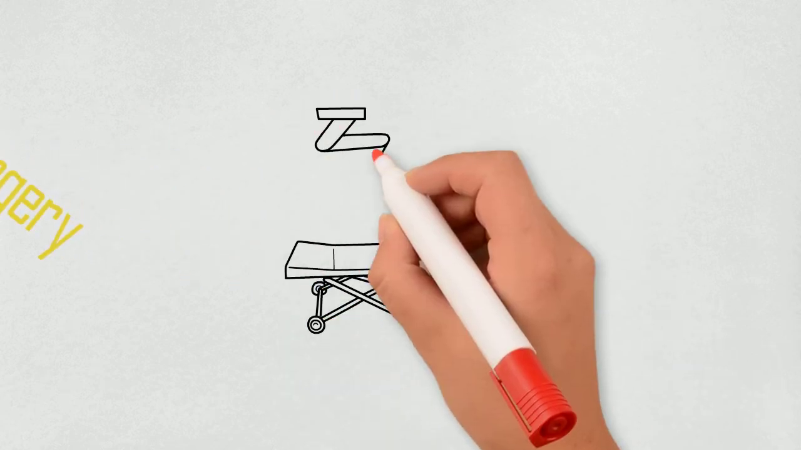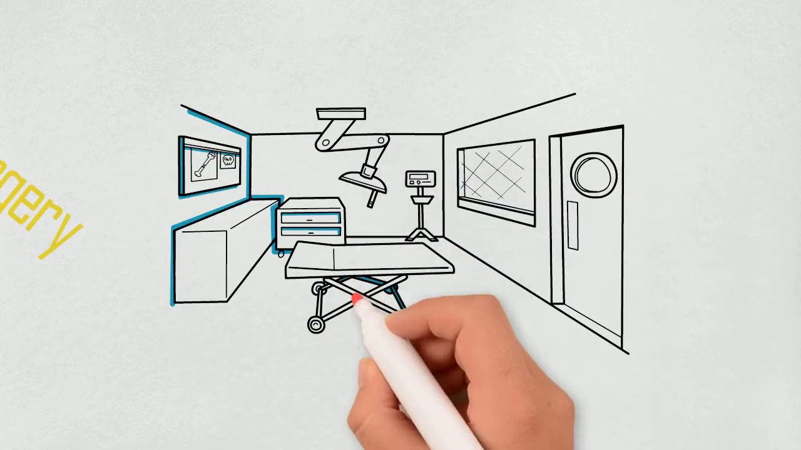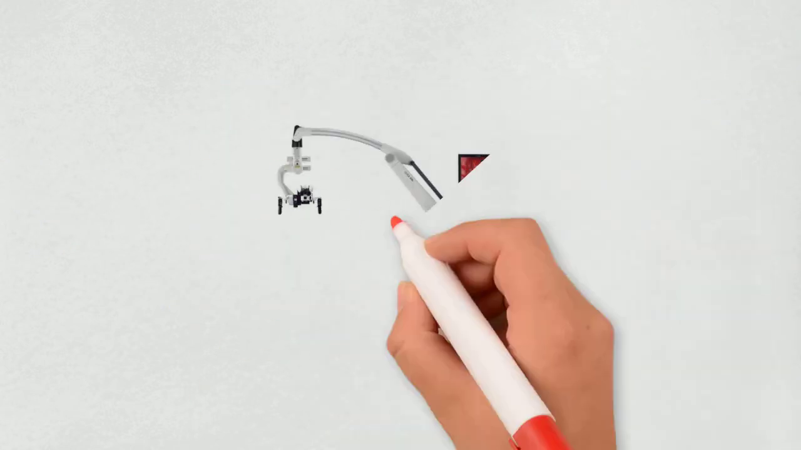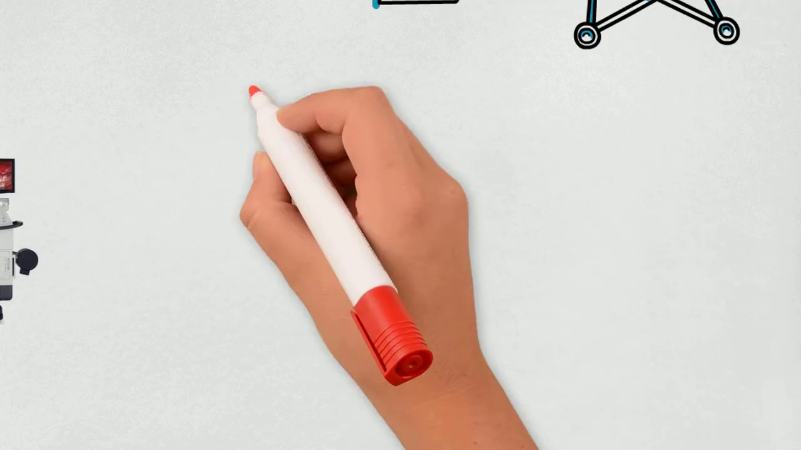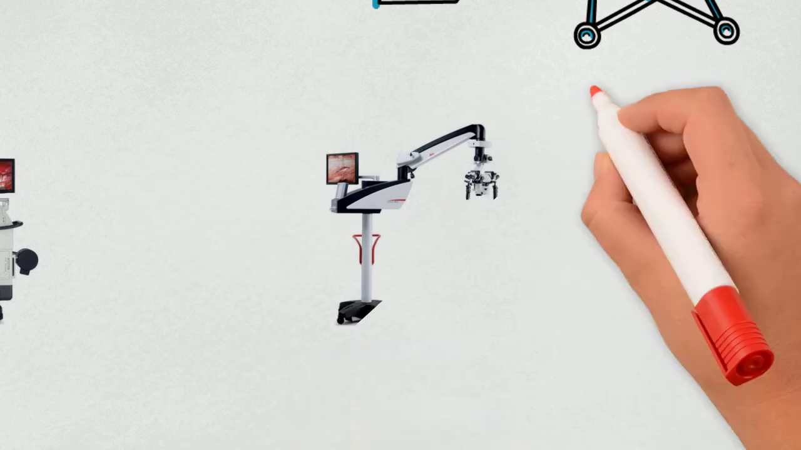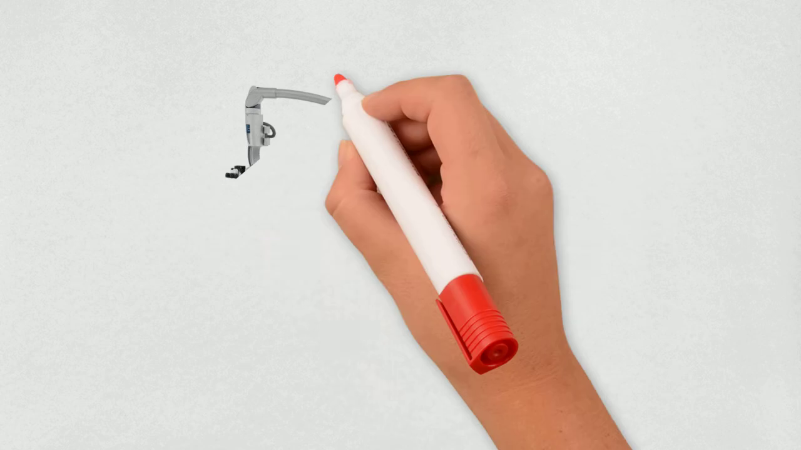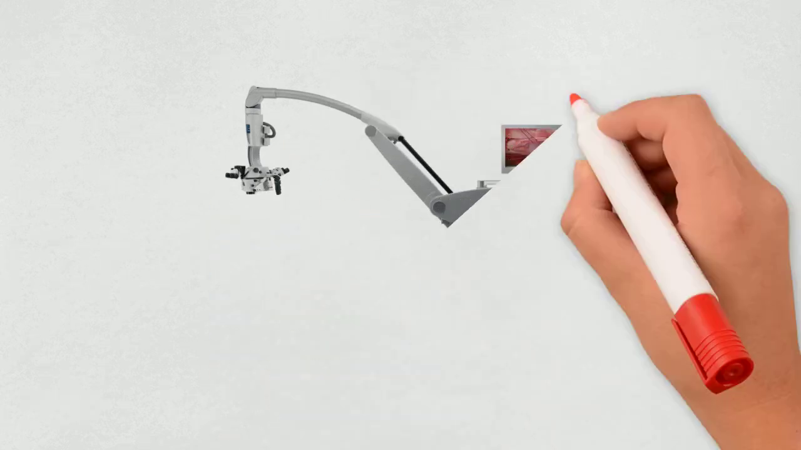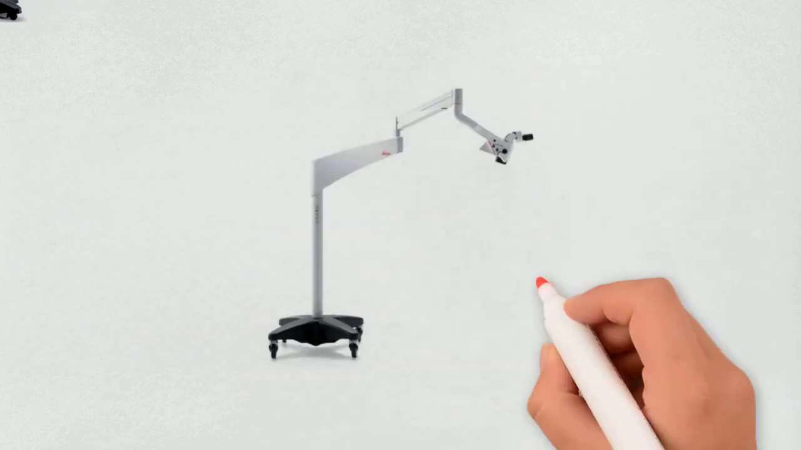Next is the surgical microscope. A surgical microscope is a type of optical microscope specifically used for surgical procedures. It is usually used for microsurgery. Firstly, we have the neurosurgery microscopes. Next, we have the otolaryngology surgical microscope for ear, nose, and throat surgery. We also have the plastic and reconstructive surgery microscopes. And lastly, we have the dental surgery microscopes.